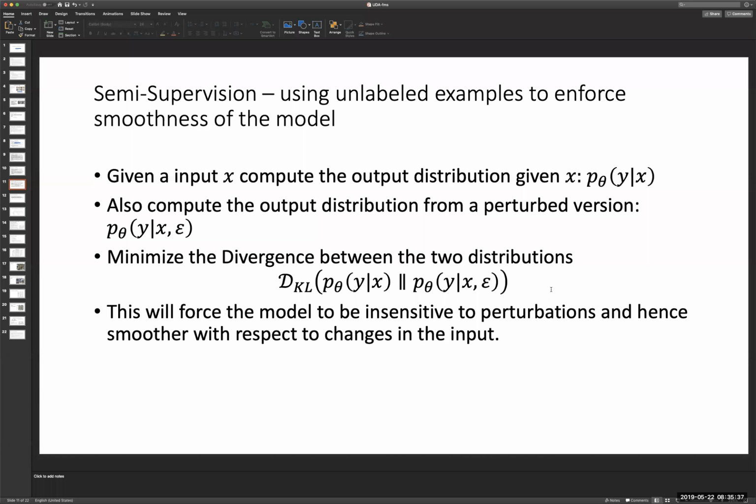So this minimization of divergence will force the model to be insensitive to perturbations and hence smooth with respect to changes in the image.